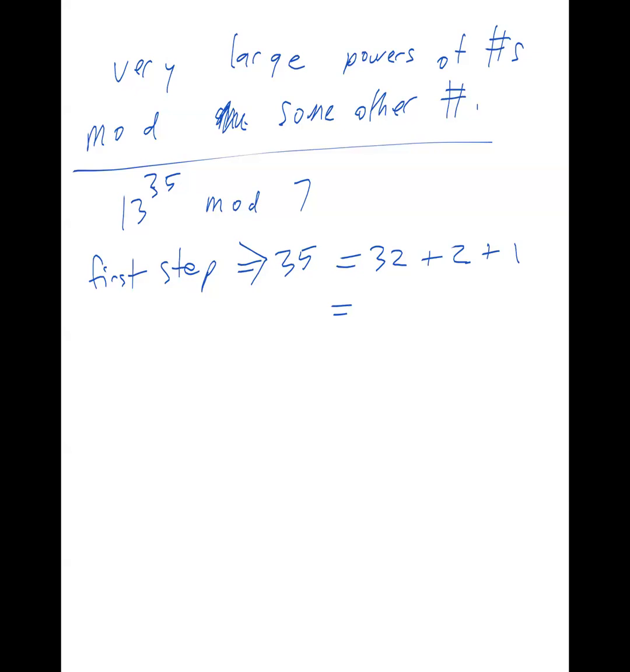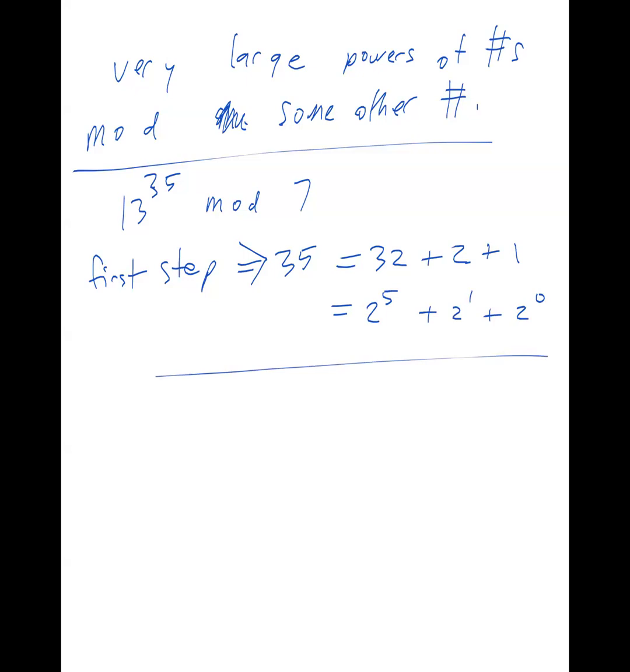It's the fifth one, I think. And 2, of course, is 2 to the power of 1, and 1 is 2 to the power of 0, right? The first step is to take the 35, the power, and express it as a series of base 2s, like that. So we've got 2 to the fifth plus 2 to the first plus 2 to the 0th. Now, do you remember this?